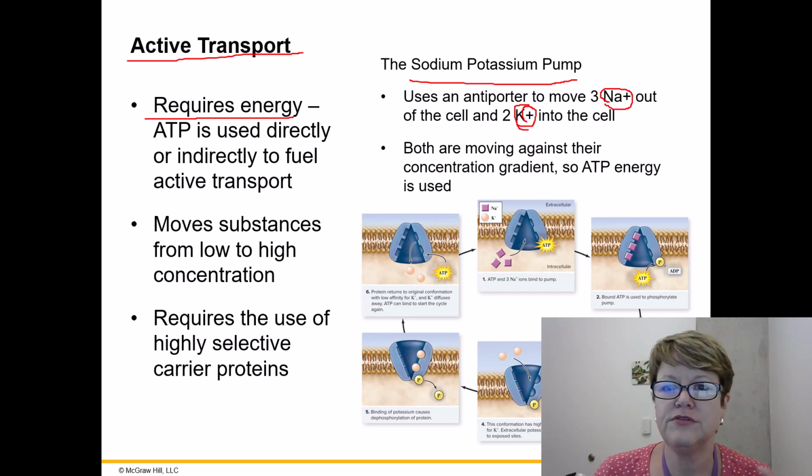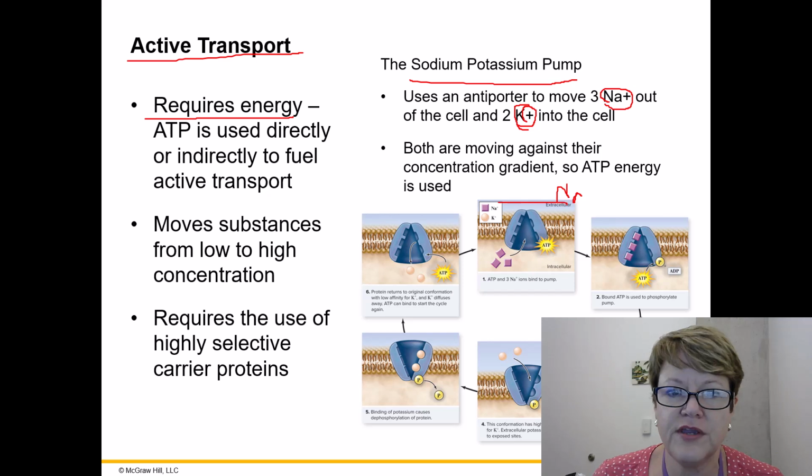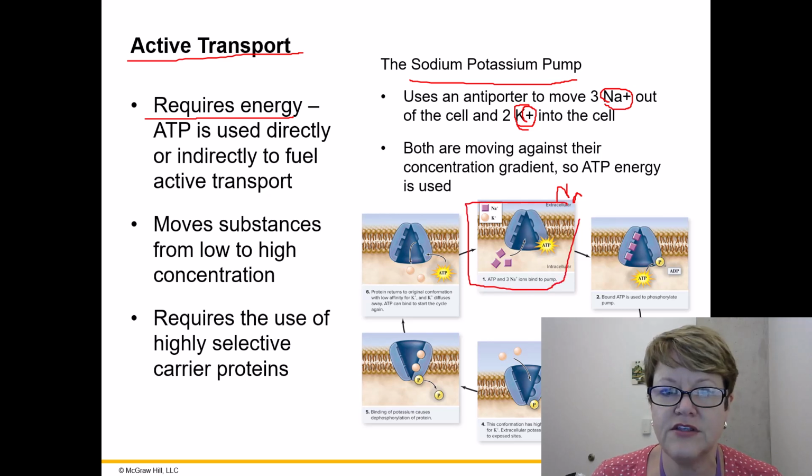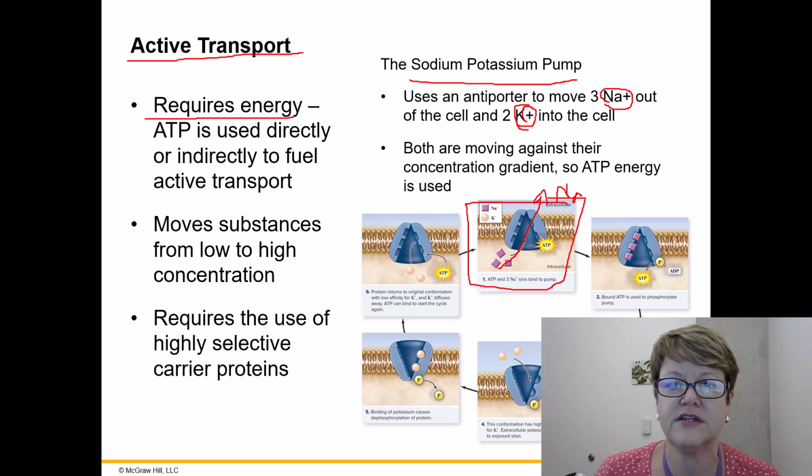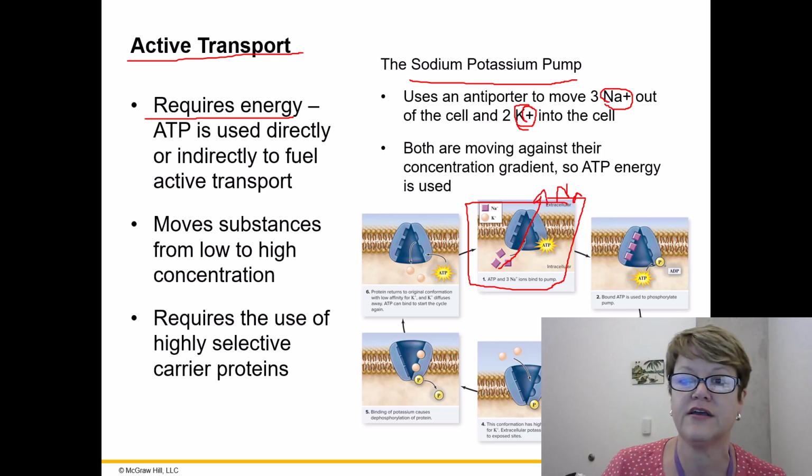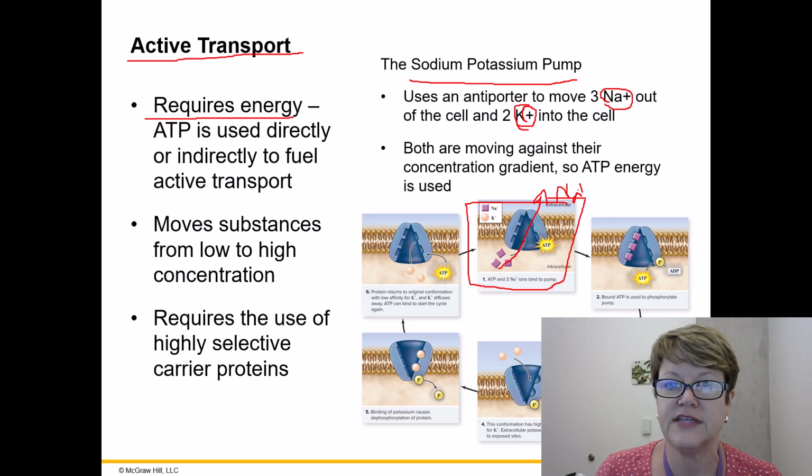And so if you were shown the gradient, what you would see here is that there's more sodium in the extracellular space. And what you're seeing in this first frame right here is that the sodium is going to be moving from the inside of the cell towards the outside. So it's going to increase an already high concentration outside the cell. So that's moving against the gradient. And so energy has to be used to make that happen.